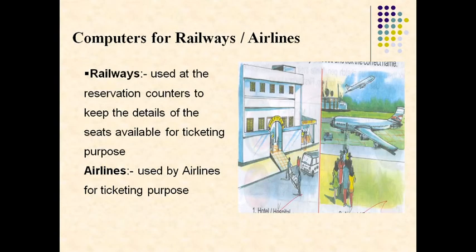Okay students, computers for railways and airlines. Okay, what are computers used for in railways? They are used at reservation counters to keep the details of the seats available for ticketing purposes, that is, for booking the tickets. These computers are used for knowing whether seats are available or not in railways. Airlines use them for ticketing purposes. Also in airlines, computers are used to check the details of the seats available for ticketing purposes.